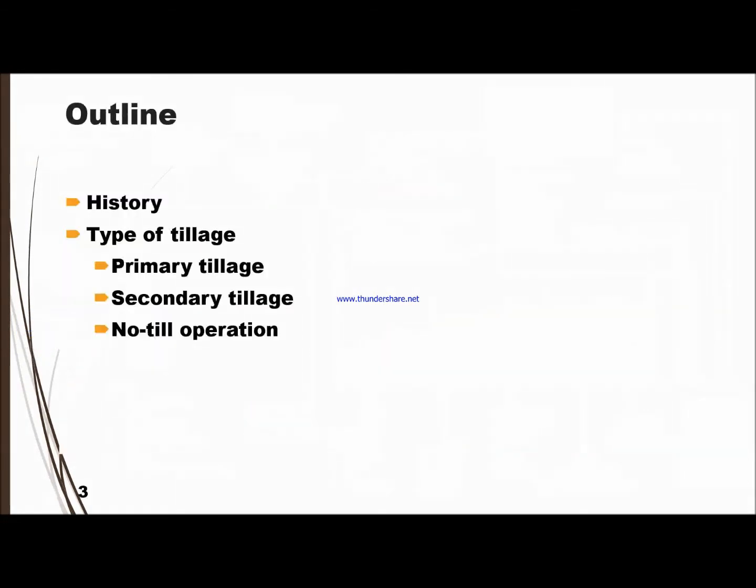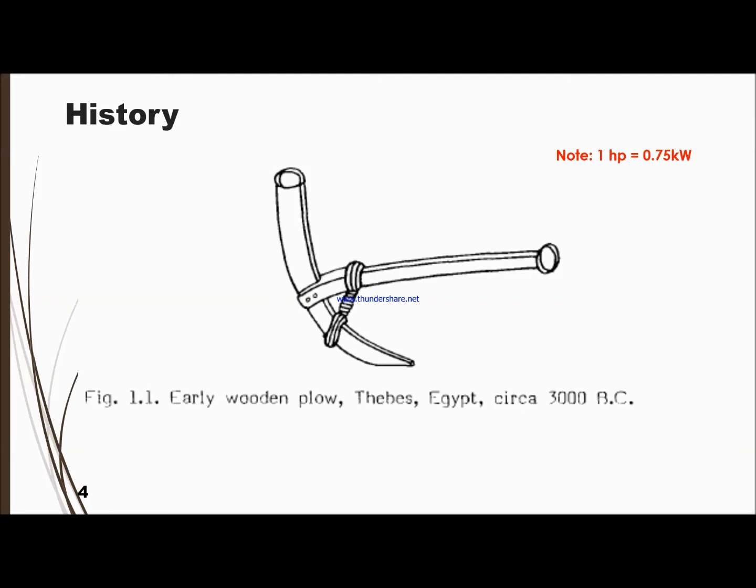Okay, so as the outline for this topic, I will cover a bit on history and the types of tillage. Normally we have categories of tillage. Either it falls under primary tillage, secondary tillage, or there is another one, which we call no-till operation, which means no tillage operation for crop cultivation.